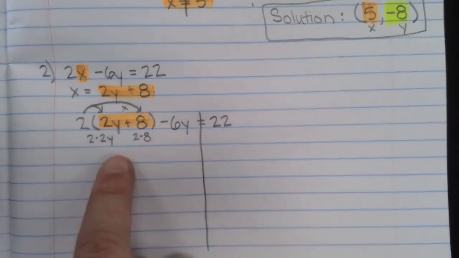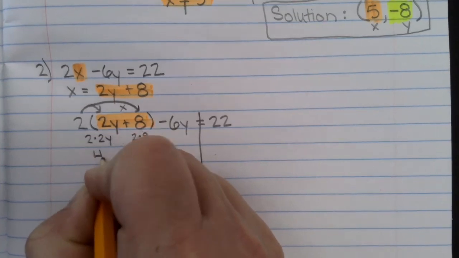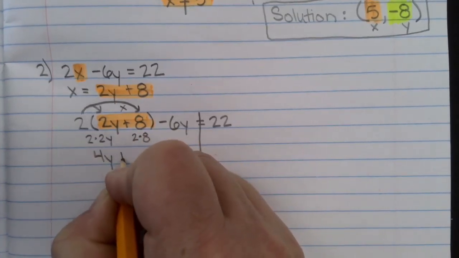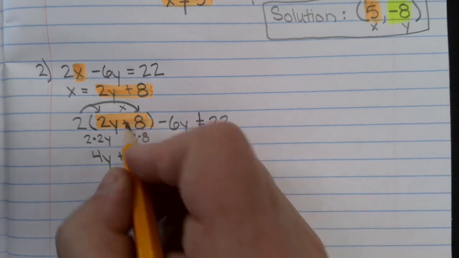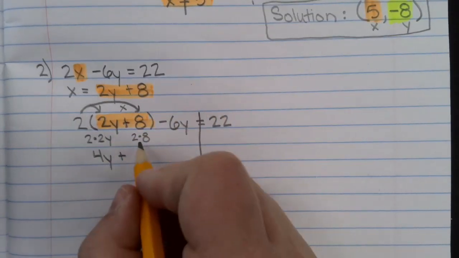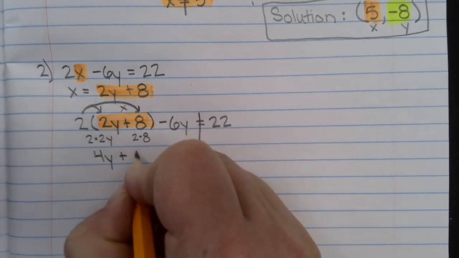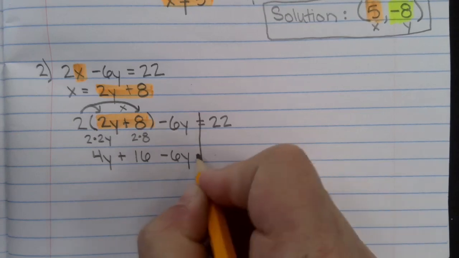So now I have 2 times 2y, 4y. We're multiplying, 2 times 2. It says plus 8, yep. So 4y, 2 times 8, plus 16. And then we keep that minus 6y equals 22.